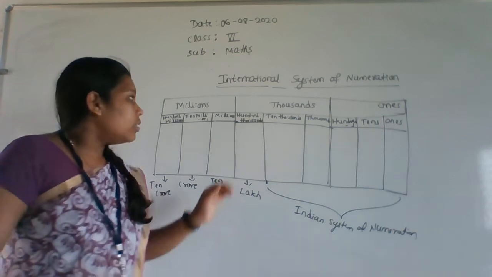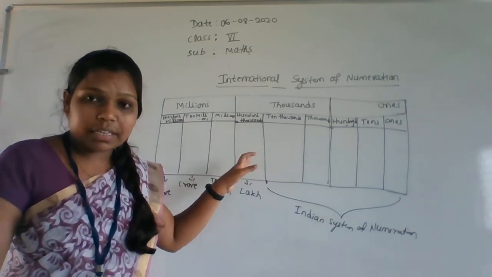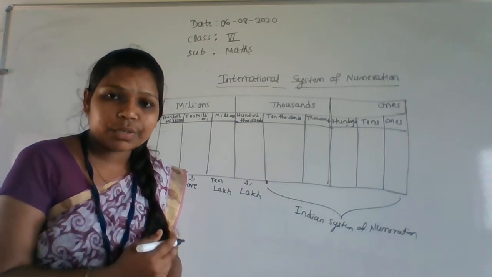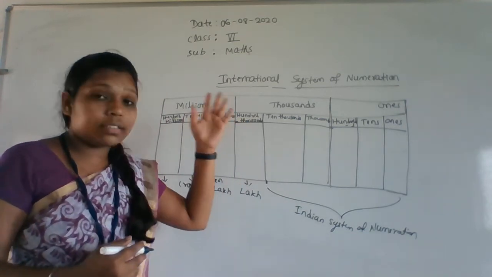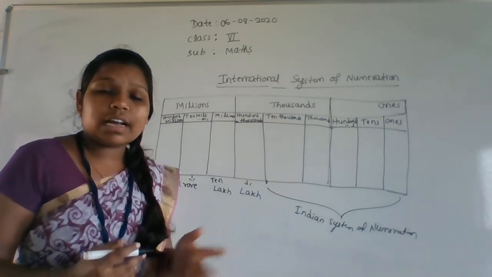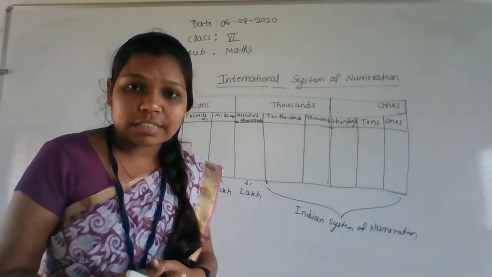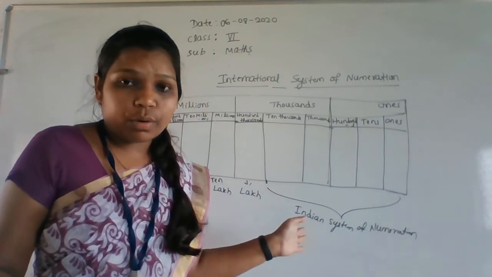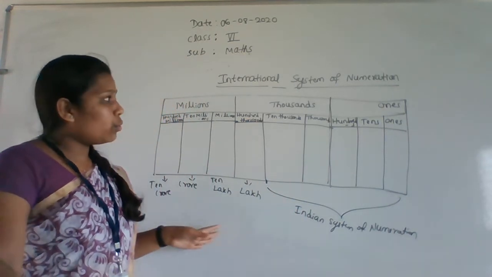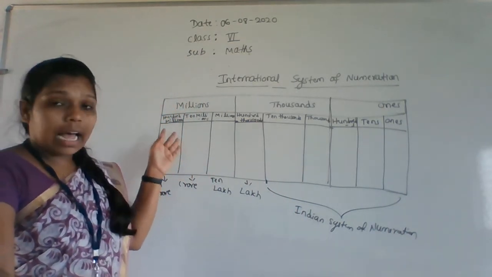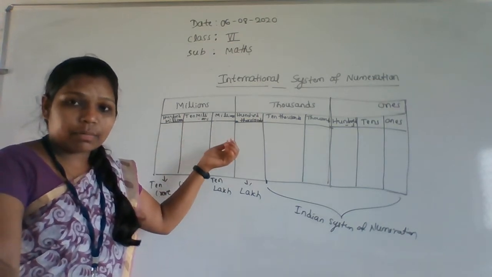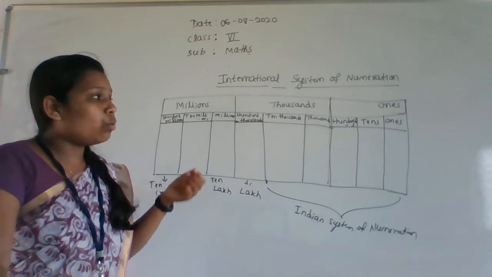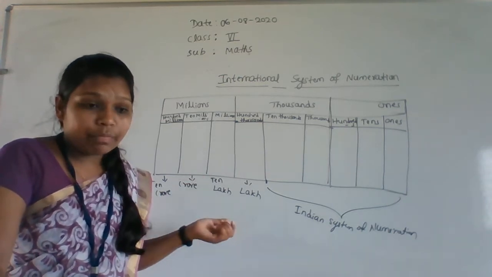Whatever I am saying, please concentrate and understand the difference between the Indian system of enumeration as well as the international system of enumeration. Otherwise you are unable to read the number as well as you are unable to write the number name. So next we'll move to how to write this international system of number, how to put the commas for that, and how to write the number name for that.